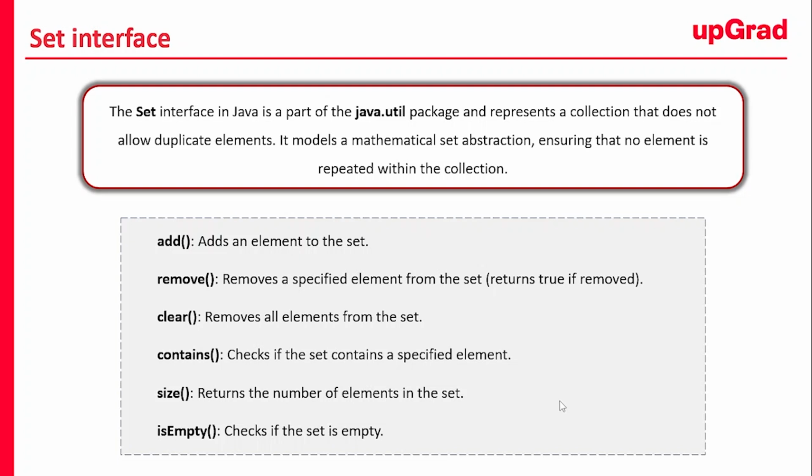All right, so these are the methods that we use in sets: add, remove, clear. Clear removes all the elements from the set. Then contains basically checks if the set contains a specified element, so you can put an element and it will check whether it contains that element or not. Then size is there, I believe you understand what size is. Then isEmpty basically checks if the set is empty or not. All right, now let's have a look at its code.